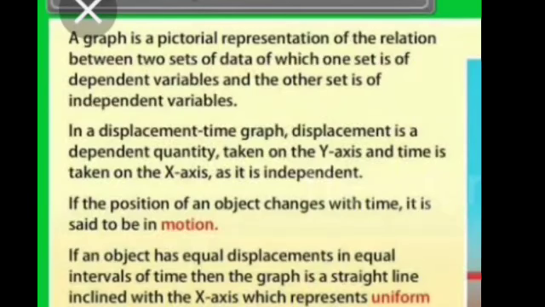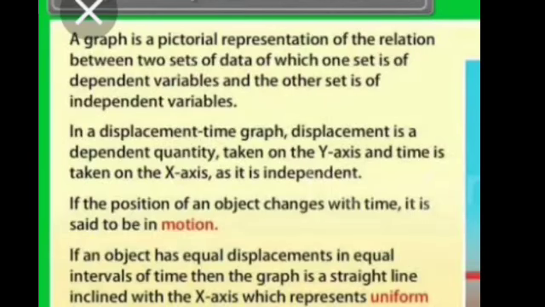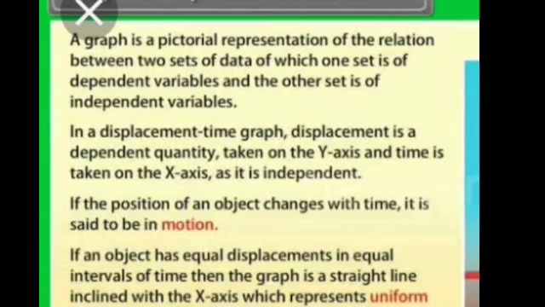Representation of motion. A graph is a pictorial representation of the relation between two sets of data, of which one set is of the dependent variable and the other set is of the independent variable. In a displacement-time graph, displacement is a dependent quantity taken on the y-axis and time is taken on the x-axis, okay, as it is independent. If the position of an object changes with time, it is said to be in motion, okay.